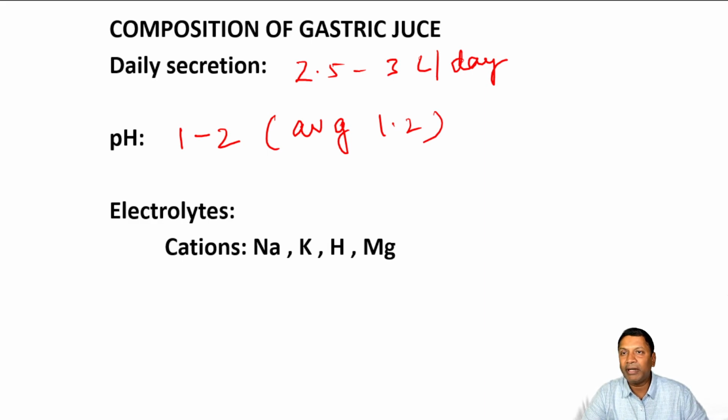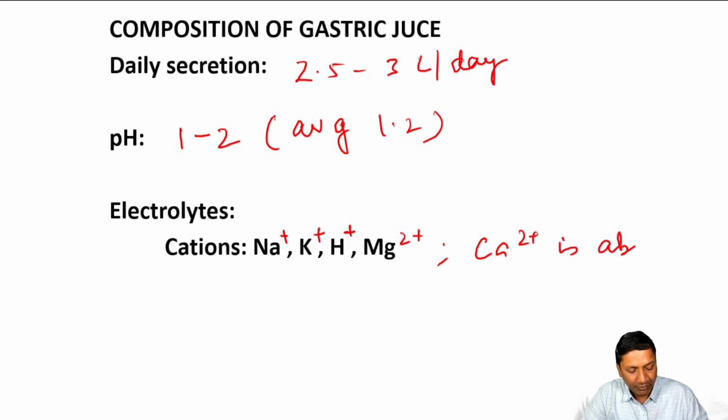Now come to the electrolytes. What are the electrolytes present in the gastric juice? They are either cations or anions. Cations means positively charged ions. The cations are the sodium ion, the potassium ion, the hydrogen ion, and the magnesium ion. Remember that the calcium ion is not present in the gastric juice, it is absent.